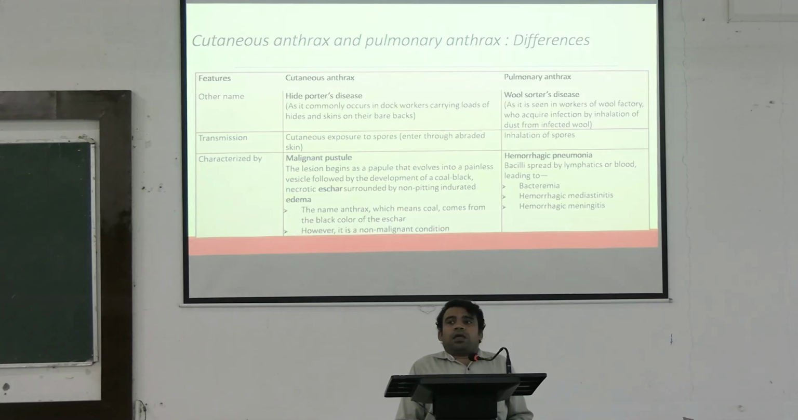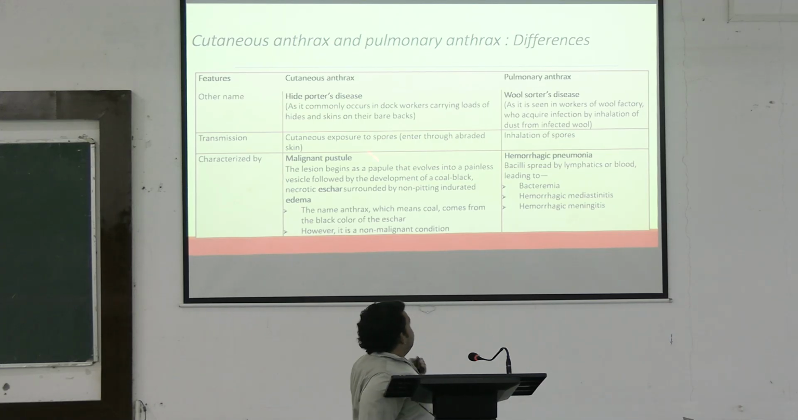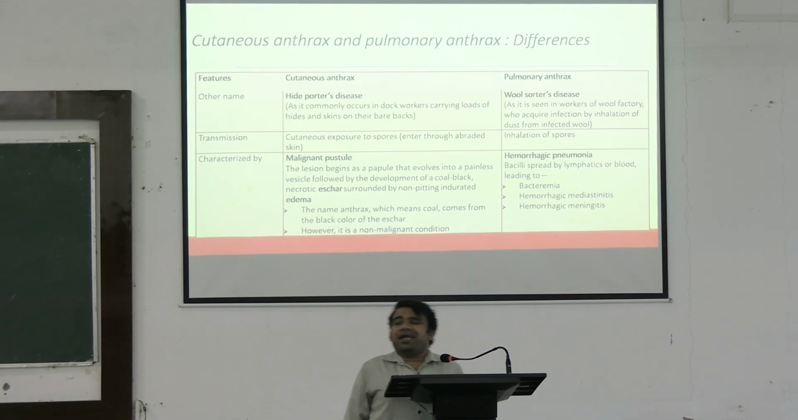Now, the other main mode of acquiring the disease is by inhalation, and it forms a respiratory disease. The two have different types of presentation. The cutaneous presentation is also called Hide-porter's disease, whereas the pulmonary presentation is called Woolsorter's disease. What is hide? Hide is basically the animal skin. So, people who are involved in slaughtering of animals and using animal skin for various purposes carry the dead animal skin on their back. Hence, cutaneous anthrax is more commonly seen on the shoulder, neck, and back.